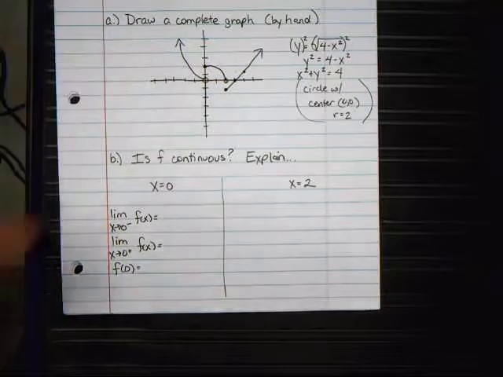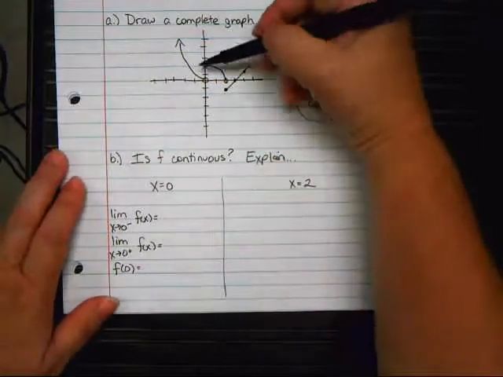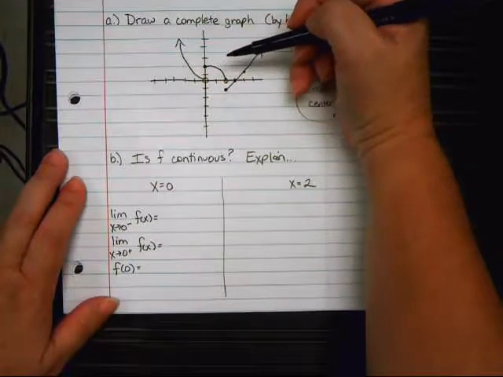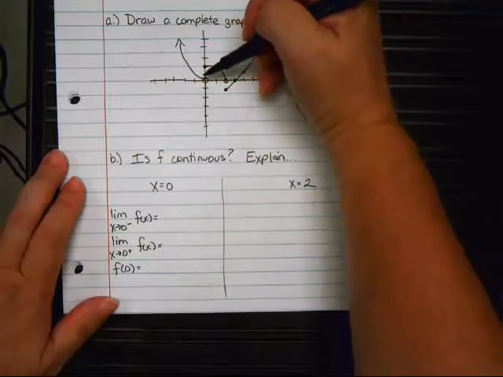Okay. Looking at the picture only, as you're approaching 0 from the left, which piece of the graph are we looking at, the parabola or the quarter circle? The parabola. What is the limit as you approach 0? 0.